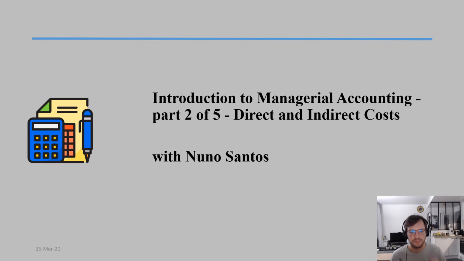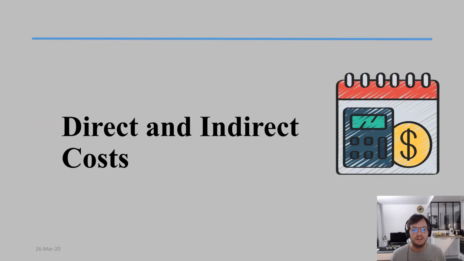Hello everyone, welcome to the second video of this series about Introduction to Managerial Accounting, and in this video I'm going to talk with you about direct and indirect costs. For that, we have to understand that direct and indirect costs are basically the way that we divide our costs when it comes to understanding the costs that we have in a factory or the costs that we have producing a product.